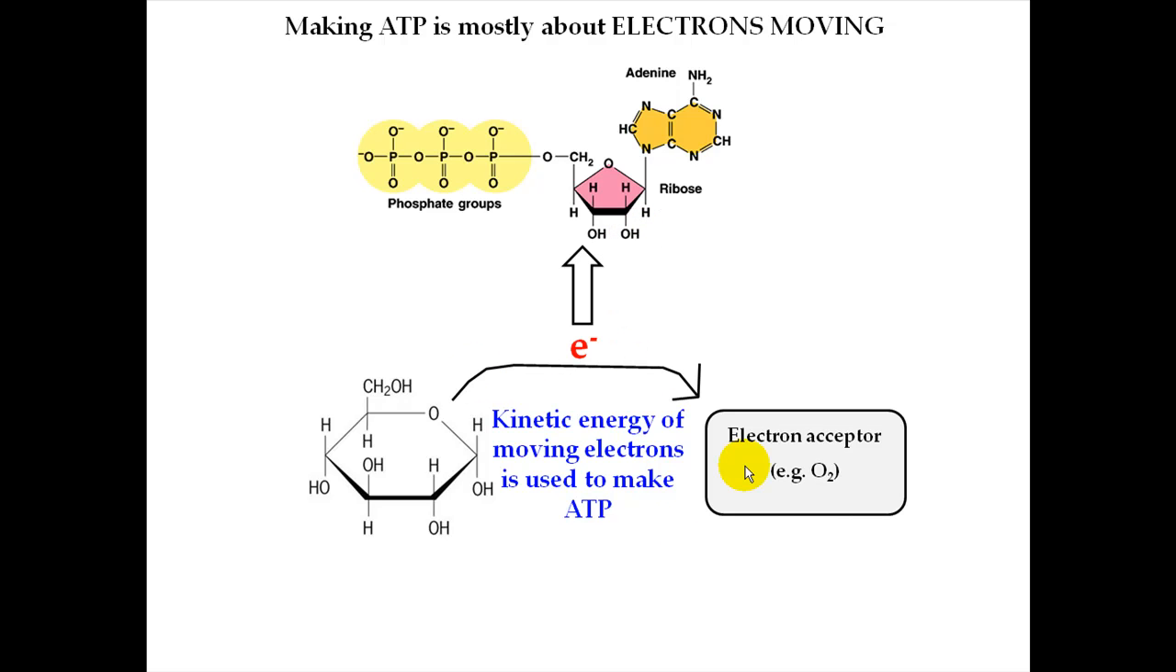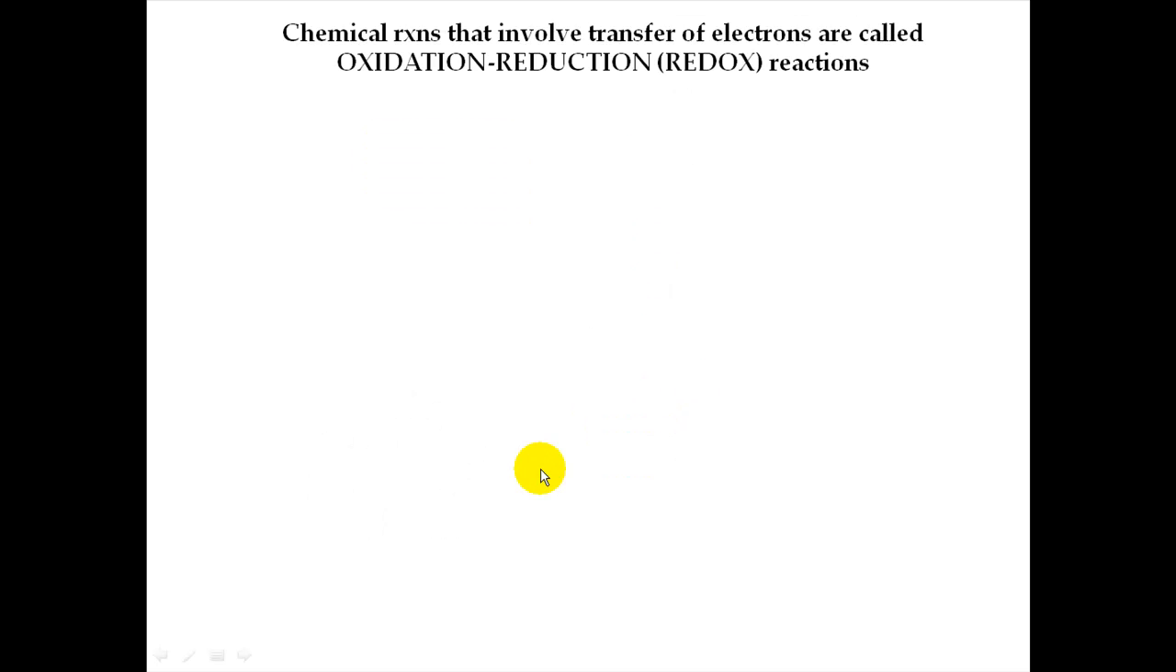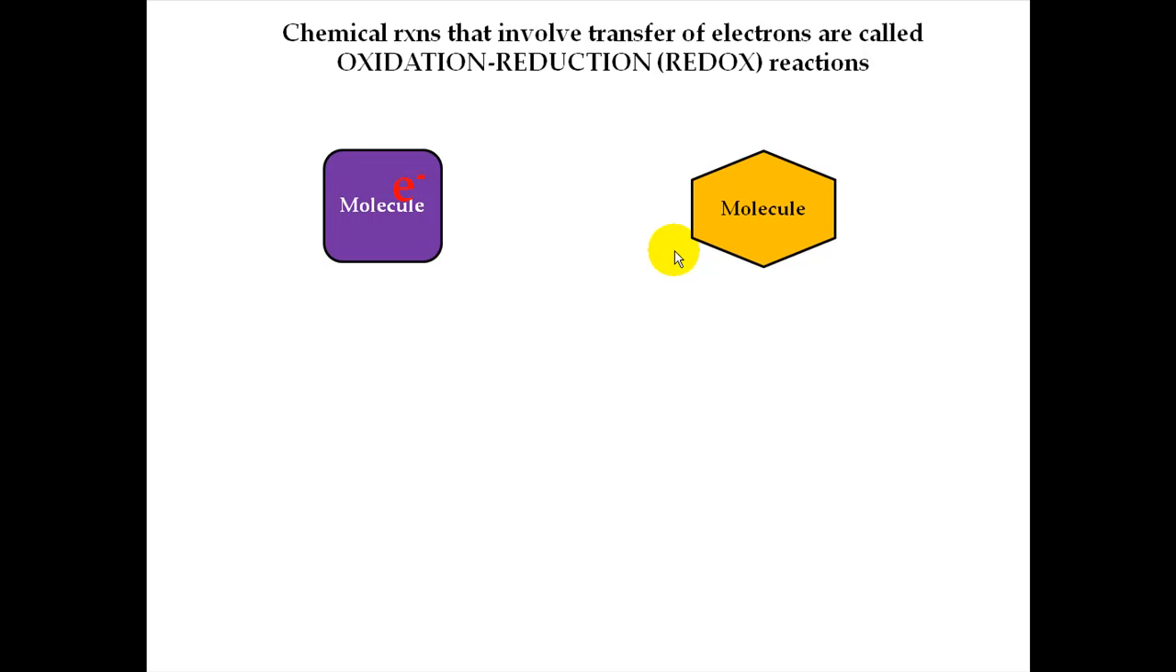So in order to understand how cells make ATP, it'll help to know a little something about moving electrons. And it turns out that there's a term used to describe chemical reactions that involve the movement of electrons. Those are called oxidation-reduction reactions, or redox reactions for short. Basically, redox reactions involve two molecules, one molecule giving up an electron and another molecule accepting an electron. So that's all a redox reaction is. Again, it's a transfer of electrons from one thing to another.